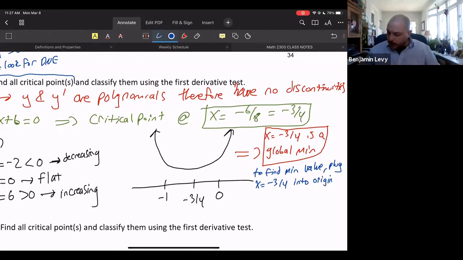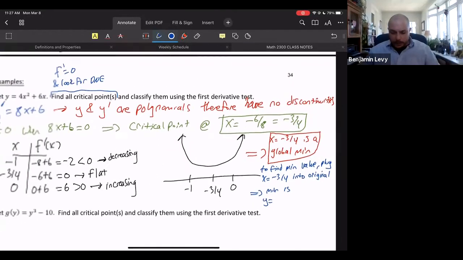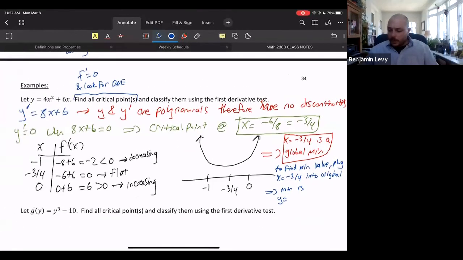Oops, not original. So if you want to know what the actual minimum value is, you plug it into the original. So the original was 4x squared plus 6x. So 4 times (-3/4) squared plus 6 times -3/4 would tell you the minimum value. And that is approximately -2 1/4.